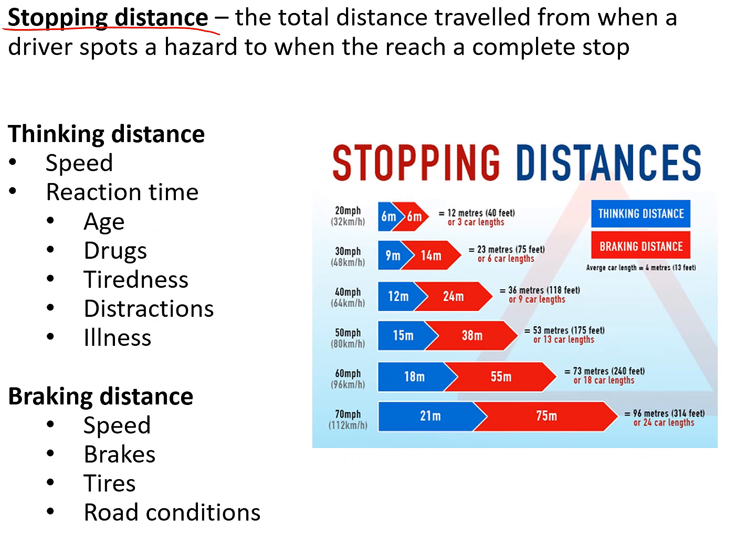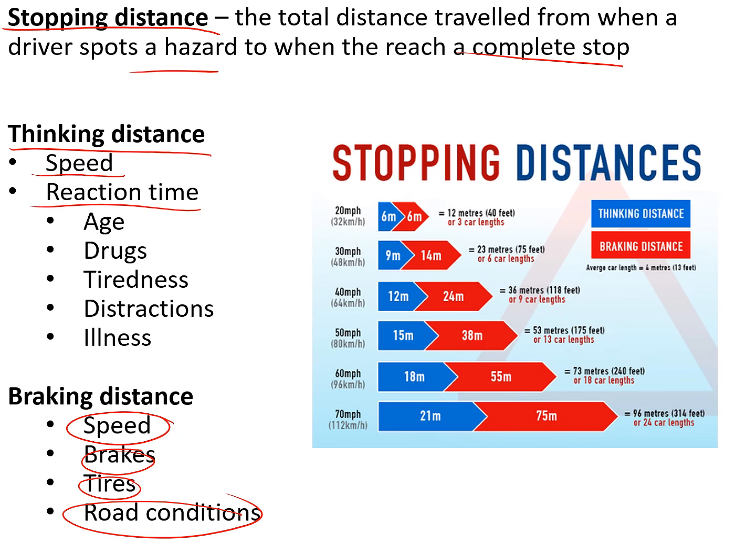Stopping distance is the distance a car travels from when the driver first spots a hazard to when they reach a complete stop. It is made up of thinking distance, which is the distance travelled whilst reacting, which is affected by your speed and by your reaction time. Your reaction times are increased by your age, drugs, tiredness, distractions, and illness. And it's also affected by your braking distance. Your braking distance is affected by your speed, the condition of your brakes, the condition of your tyres, and the road conditions. Braking distance is how far you travel whilst you're braking.